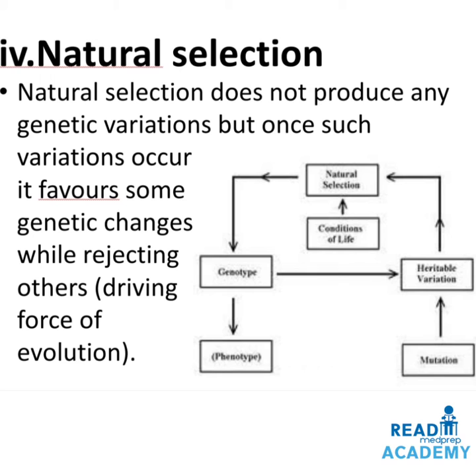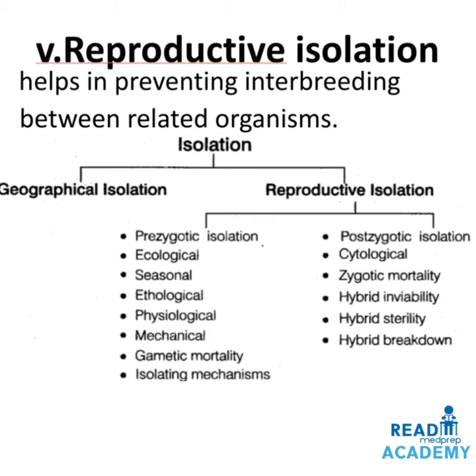Reproductive isolation helps in preventing interbreeding between related organisms. The isolation may be of two types: geographical isolation and reproductive isolation. Reproductive isolation is prezygotic isolation and postzygotic isolation. Prezygotic isolation may be because of ecological factors, seasonal factors, ethological factors, physiological factors, mechanical factors, gametic mortality, and isolating mechanisms. Postzygotic isolation is due to cytological factors, zygotic mortality, hybrid inviability, hybrid sterility, and hybrid breakdown.